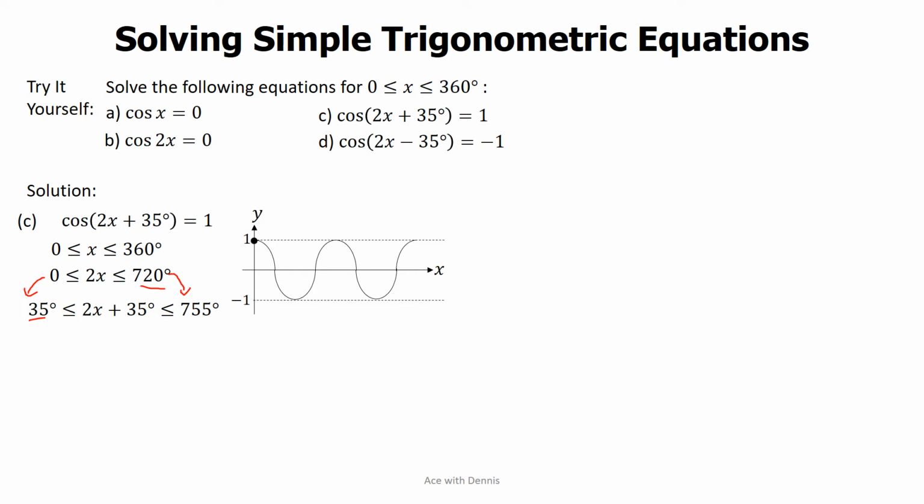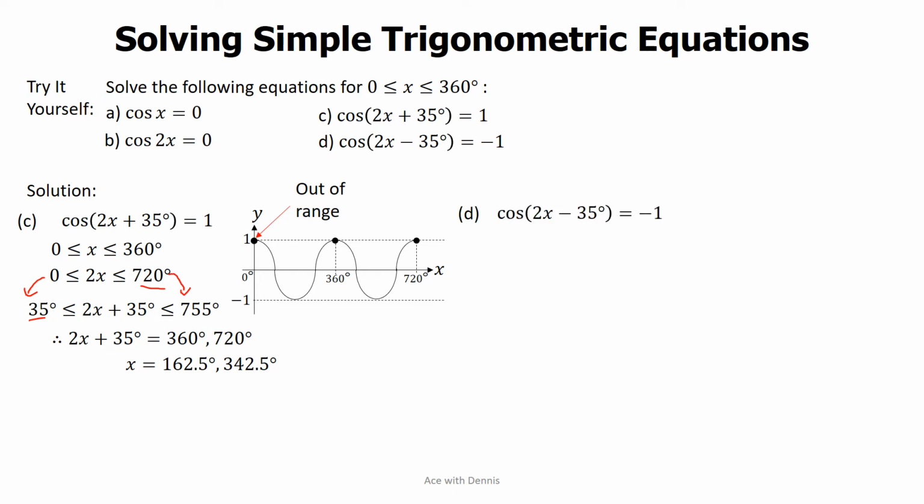Where is the value 1? It will be this point at angle 0 degrees, this point at angle 360 degrees, and this point at the angle of 720 degrees. But take note, this point when x is 0 is out of the range because it starts at 35 degrees. So we should not include this angle. Now our answer will be 2x plus 35 degrees equals 360 degrees and 720 degrees. Then we make x the subject. So x will equal 162.5 degrees and then 342.5 degrees. So this is the answer for C.